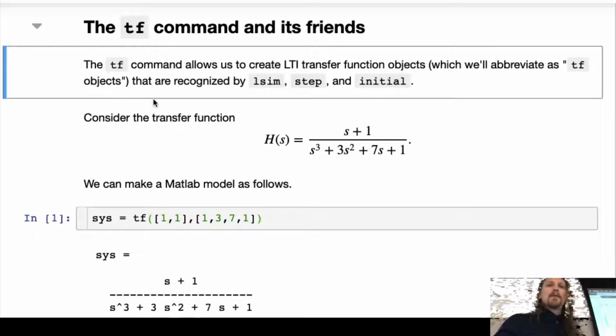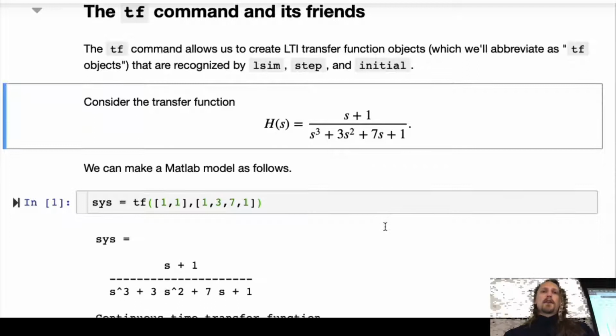So the TF command allows us to create LTI transfer function objects, which we'll usually just call TF objects, that are recognized by LSIM, step, and initial, among other nice functions that we've seen in Matlab for doing simulations of dynamic systems. We've, in the past, used state space models, SS models, but now we'll see how to do that with transfer function models as well. So consider this transfer function.